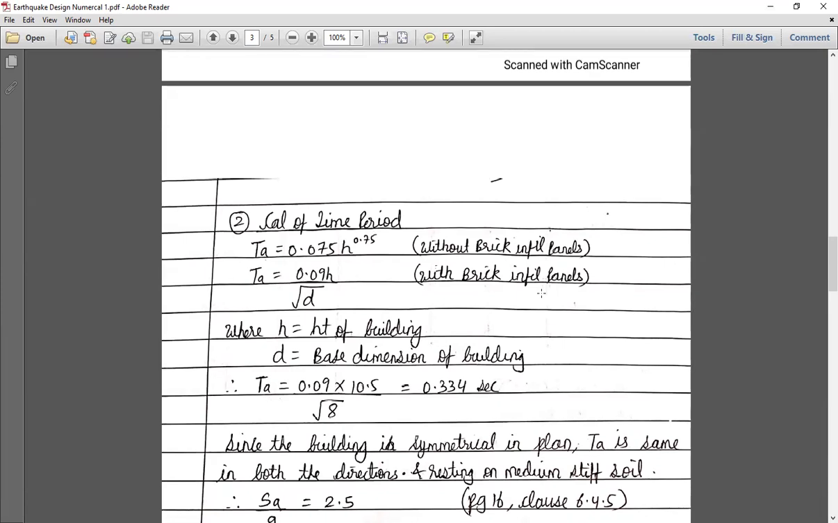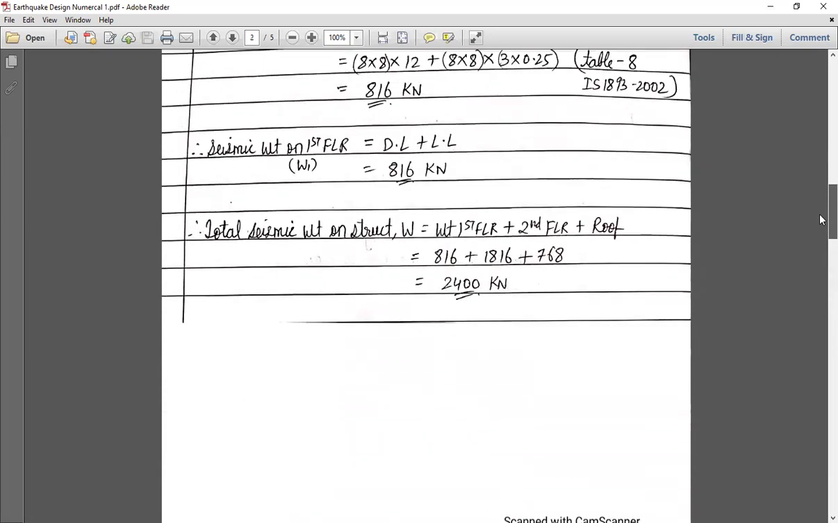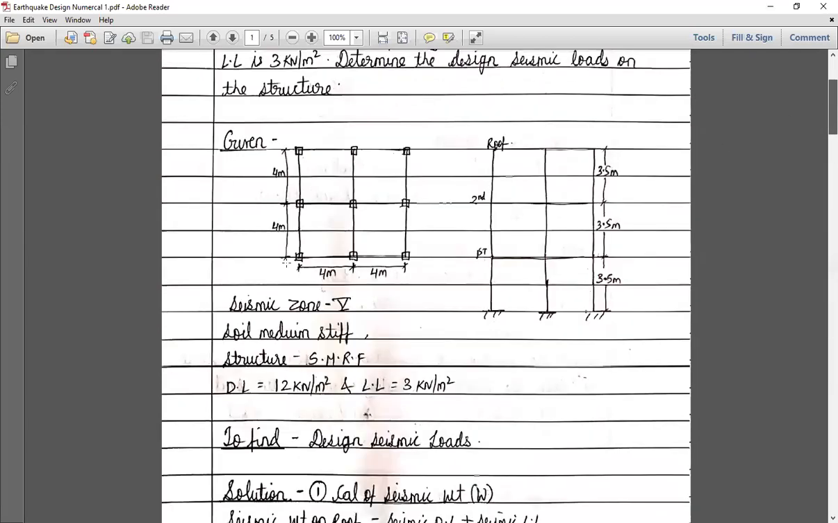In a structure where the brick infill panels are not there, what will your equation be? 0.075 h raised to 0.75, where h is the height of the building and d is the base dimension of the building. Now what is the total height of the building? From the elevation we can see, and what is the base dimension? In this case it is a square, so the base dimension is 8, and the total height is 3.5 plus 3.5 plus 3.5, which is 10.5.